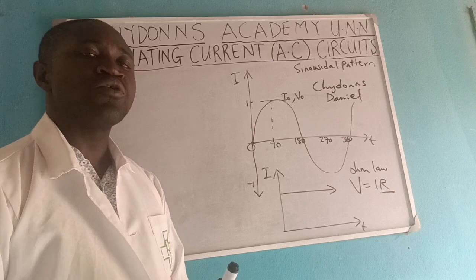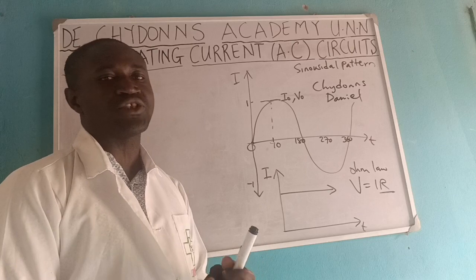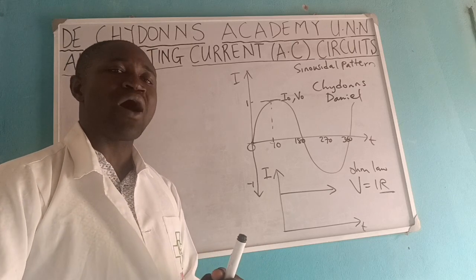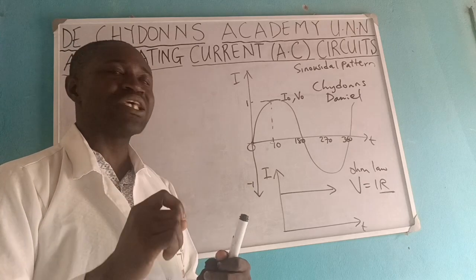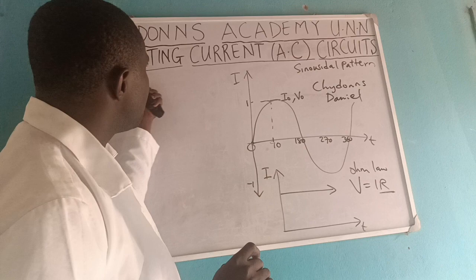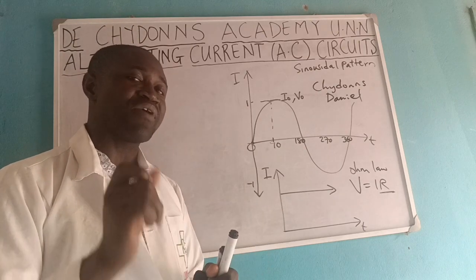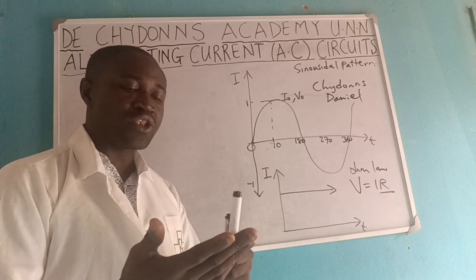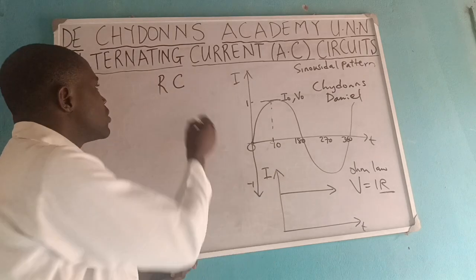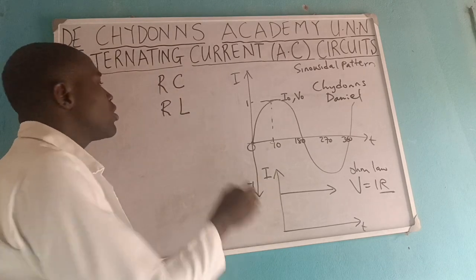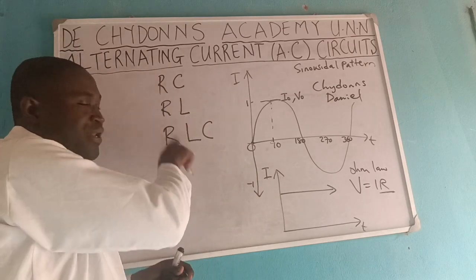Now, in an alternating current circuit, we say it doesn't have only one resistor. It has more than one material that opposes the flow of electric current. For an appliance that goes by an alternating current circuit, having one resistor is rare. It will have either a resistor and a capacitor, a resistor and an inductor, or a resistor, an inductor and a capacitor. That is why we come up with this.